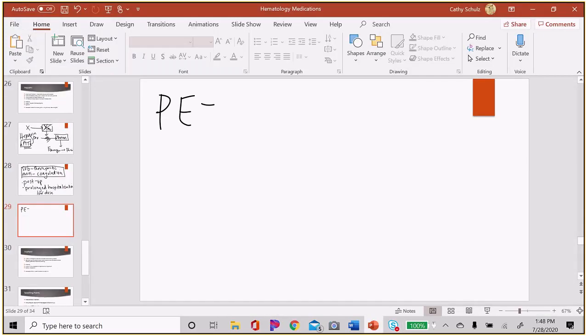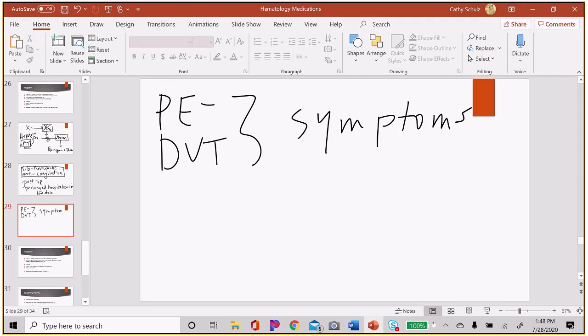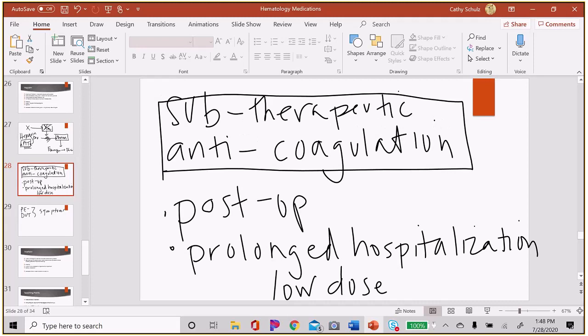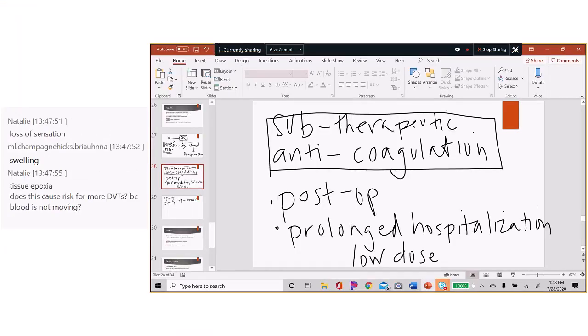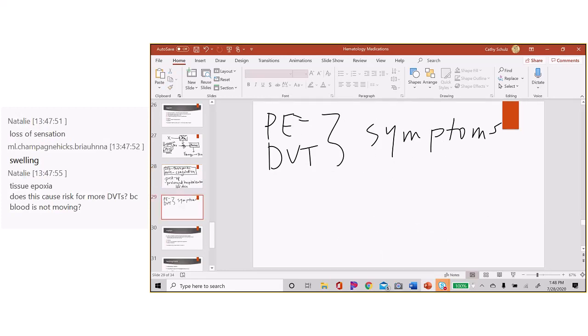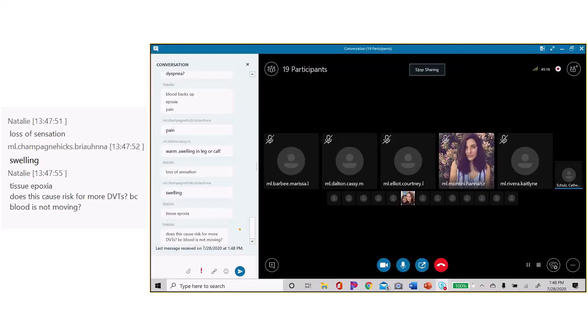So you guys know those symptoms, so that's good. The only way I know that my subtherapeutic anticoagulation, or those sub-Q heparin shots 3 times a day, or sub-Q Lovenox shot once a day is working, is that the patient who just had surgery or is in the hospital for a really long time does not get a PE or DVT.